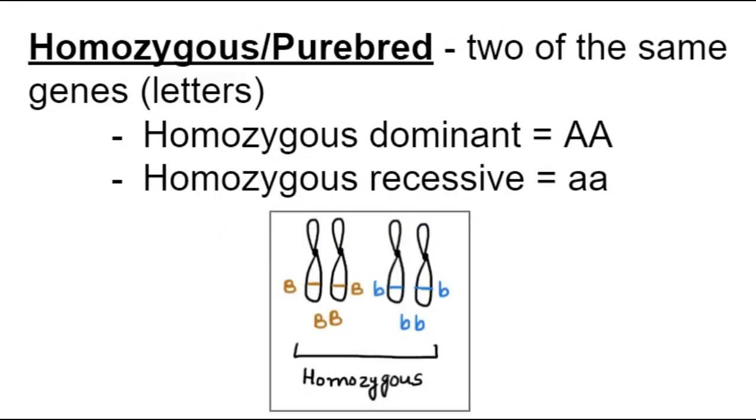So we can write that down. And if you don't want to write homozygous dominant, homozygous recessive, you could just write big A, big A, or little a, little a. So if you see that it says homozygous, it means they either have to have two capital letters or two lowercase letters to symbolize that gene.